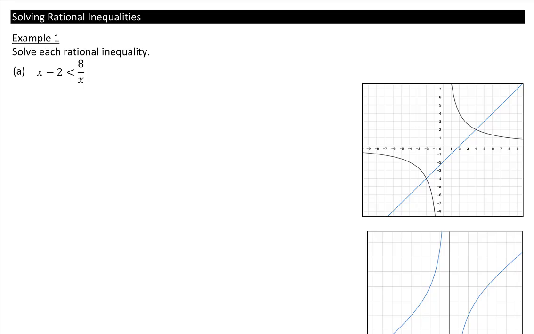Finally, we're on to solving rational inequalities. Our first example, we want to determine when x minus 2 is less than 8 divided by x.